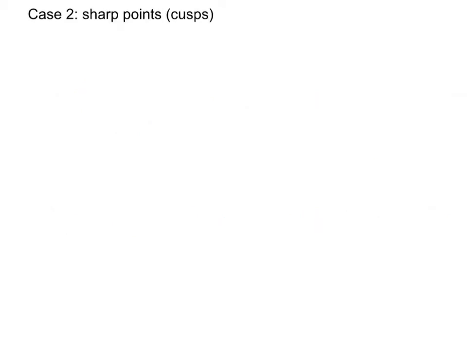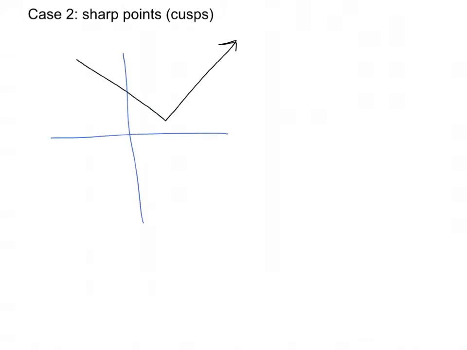The second case are sharp points, right? And so one example that you see of something like this is, you know, the very innocent absolute value function. But we'll occasionally have stranger things.